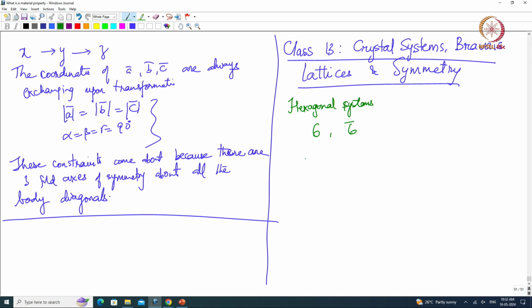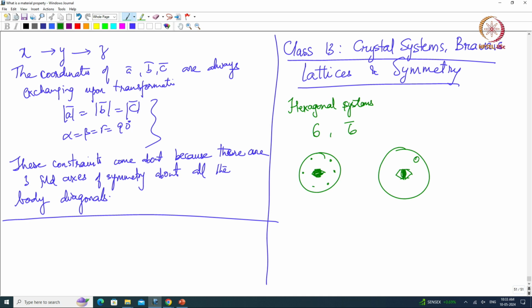Now, 6-fold axis of symmetry is all right. I can do a stereographic projection, and if I have a hexagon like arrangement of an asymmetric unit, that is the 6-fold case. Whereas 6 bar, we also did this. We said that if there is a 6 bar axis of symmetry, I'm going to color just the middle part.